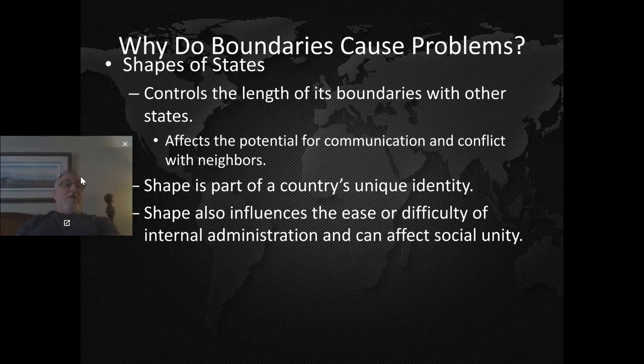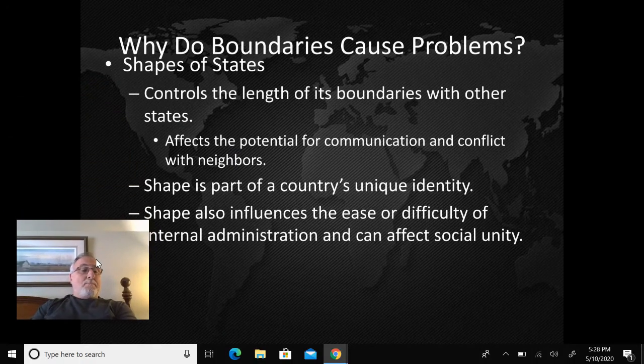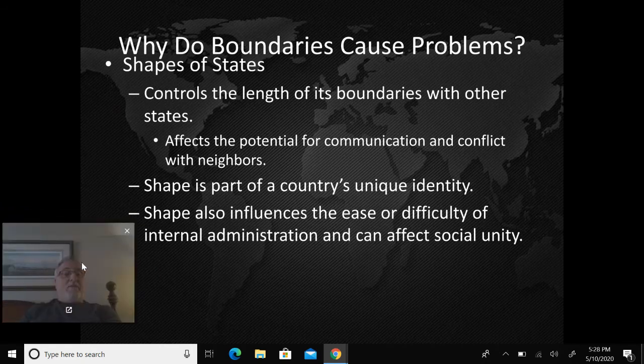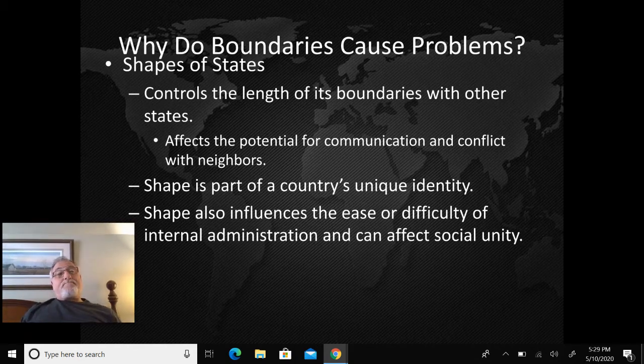So why do boundaries cause problems? Well, aside from determining how to draw them, once you have your state and your state has its shape, the shape of your state has pluses and minuses, has challenges that need to be overcome. The length of its boundary with other states affects communications and conflict with neighbors. If there is a disagreement over where a border should be, again, Texas and Mexico went to war a second time because they had a disagreement over the border. And there are others.